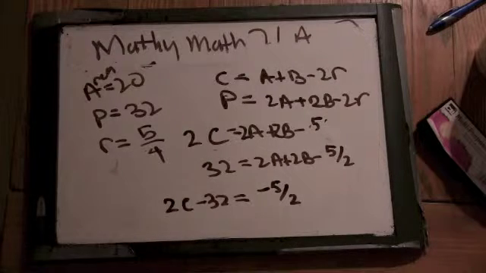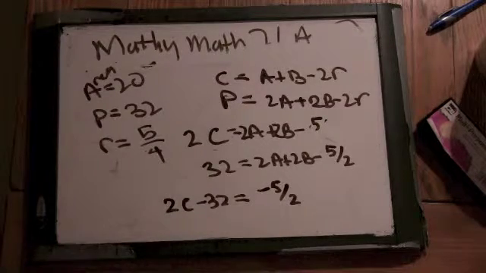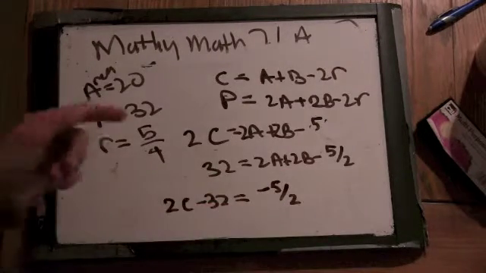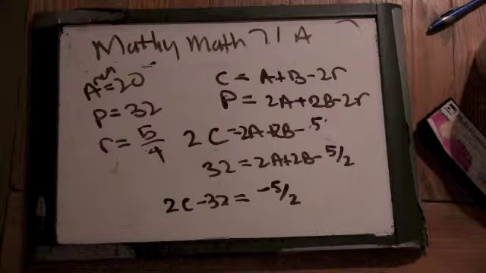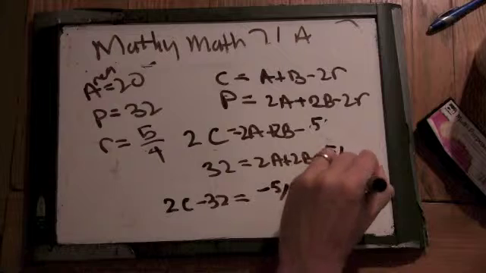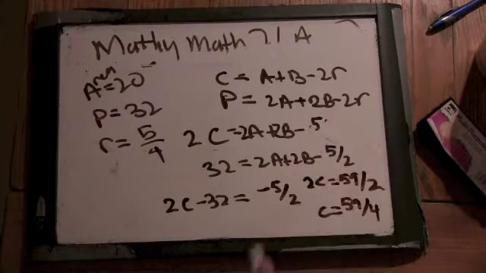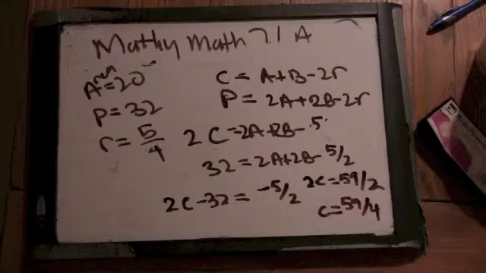So 2C is going to equal, well, 32 is 64 halves, so 64 minus 5 halves, so that's 59 halves. 2C is 59 halves, and then C is 59 fourths. 59/4. Incredible, huh? Alright, let's just do a quick review of that.